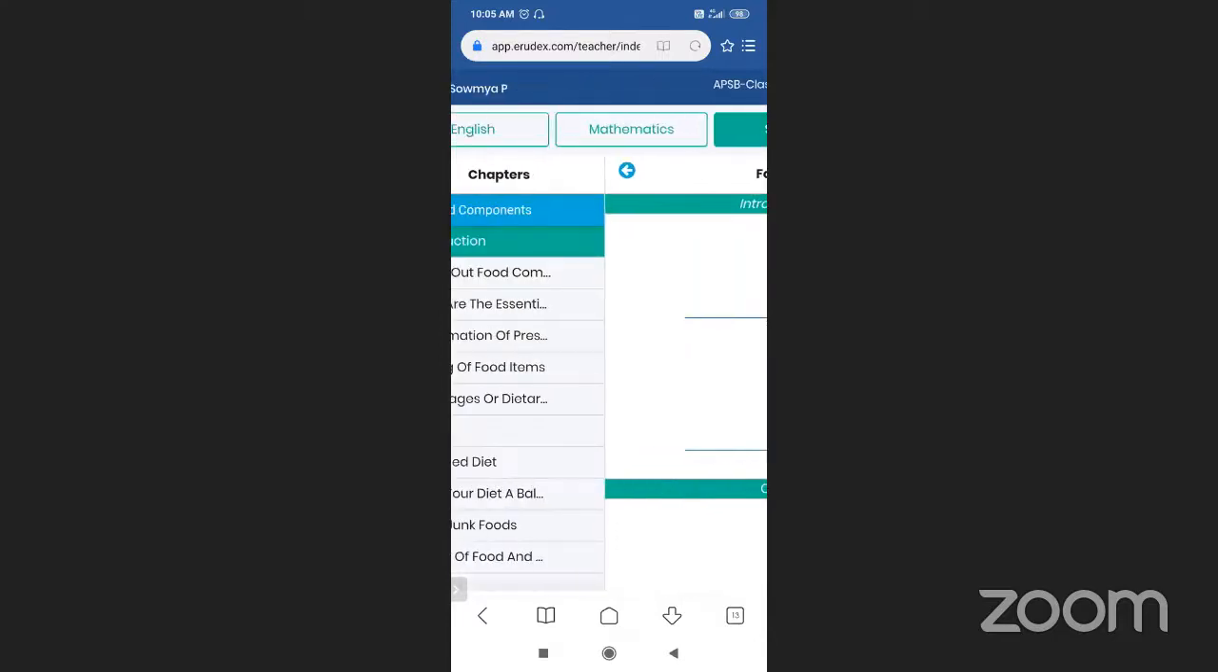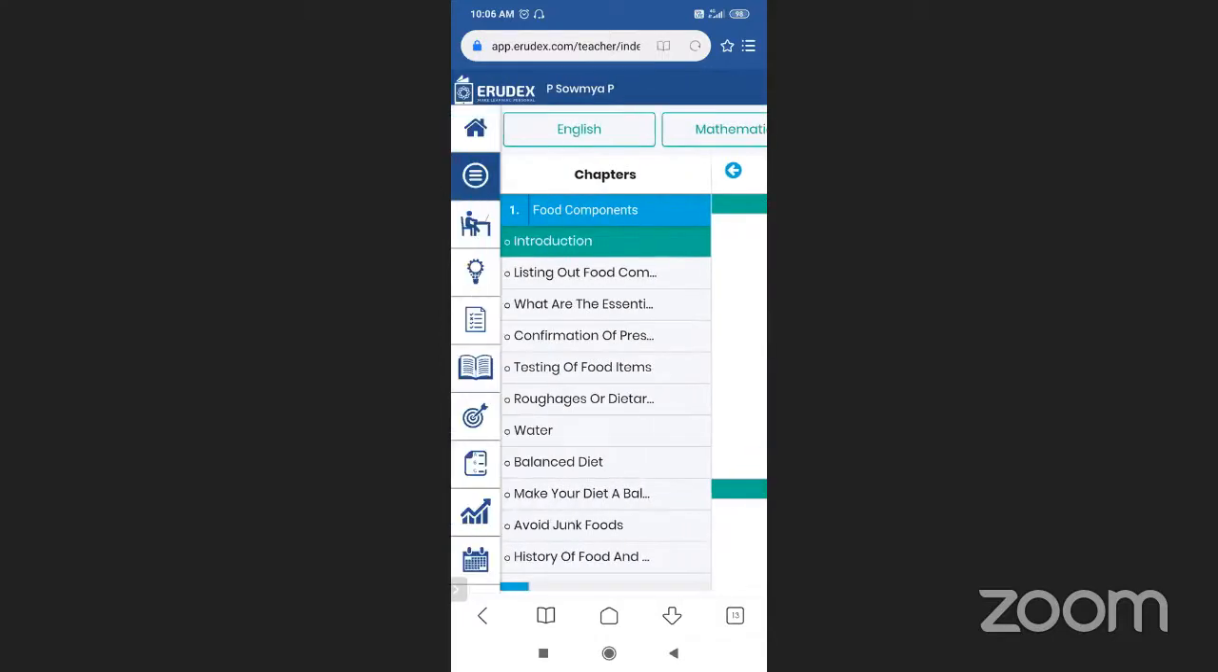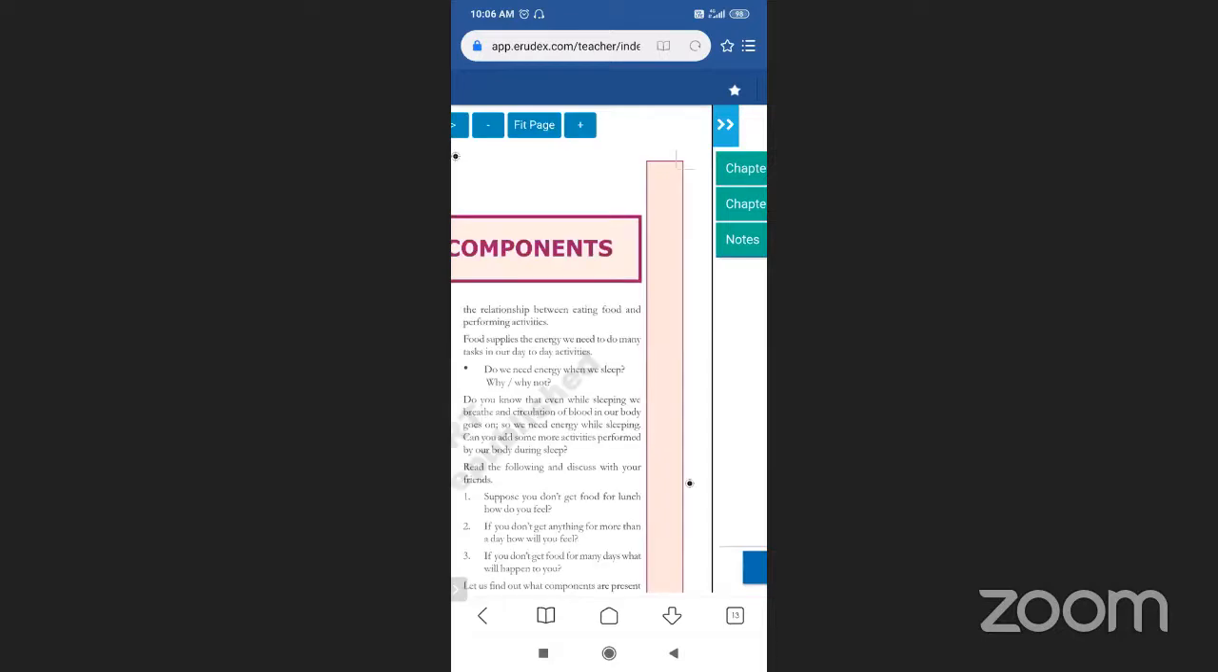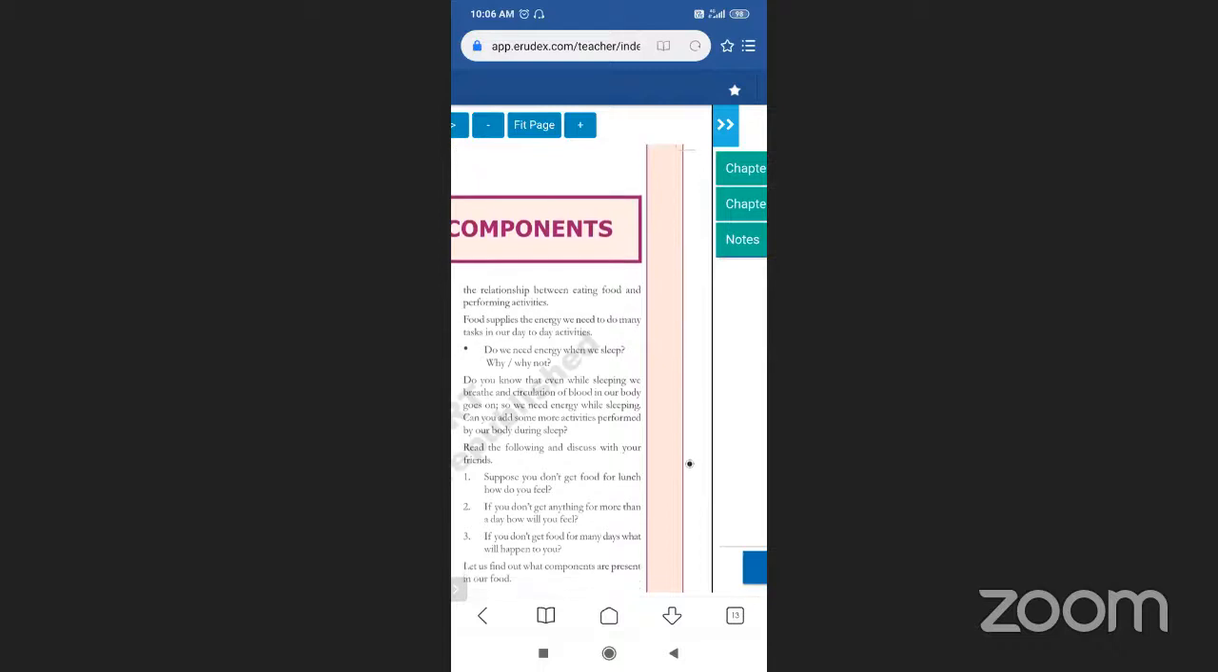I have opened the textbook part using the Erudex app. I'm opening the first lesson, food components. Food components means the food items we are taking in our daily life. In that food, carbohydrates, fats, vitamins, minerals, proteins should be present. These are called the food components.